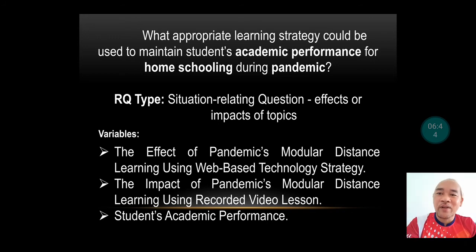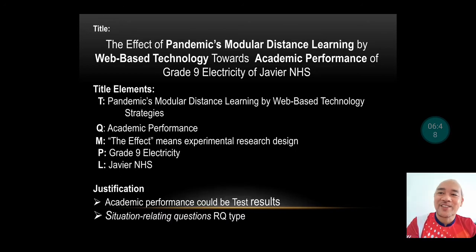So with the variable, the effect of pandemic's modular distance learning, that is how I came up with the title: The Effect of Pandemic's Modular Distance Learning by Web-Based Technology Towards Academic Performance of Grade 9 Electricity of Javier National High School. So this is what we call the elements. What is the topic? See? You see the topic.